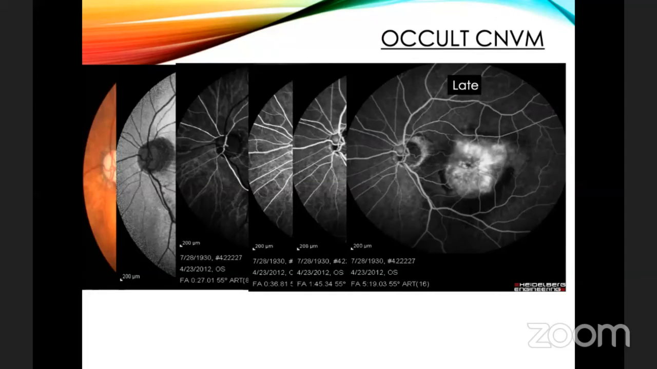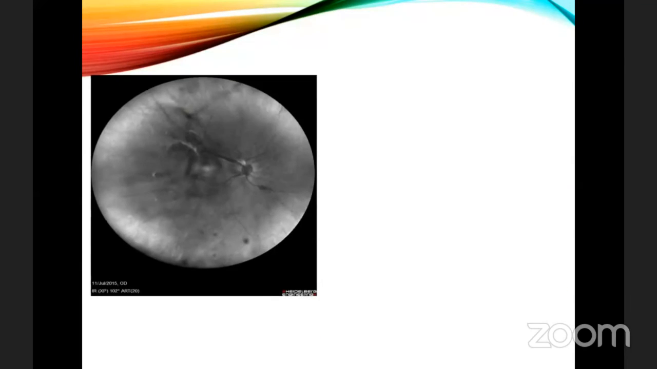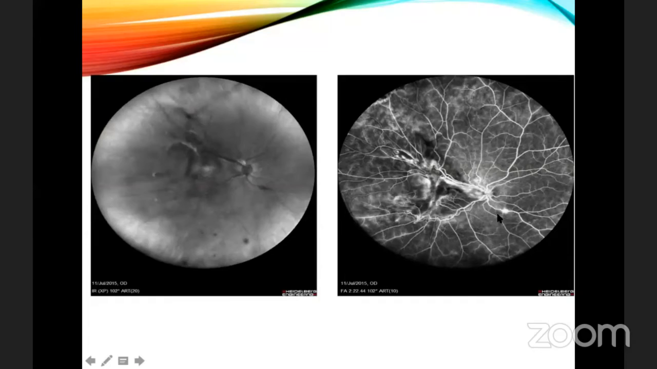This is a case of occult CNVM. So now we see that there is a narrowing of the arcades and leakage from this area, and this denotes a mechanical traction over this area by the ERM leading to leakage. And in this, it is very important to identify the leakage because the treatment is surgical, by the level of the ERM.